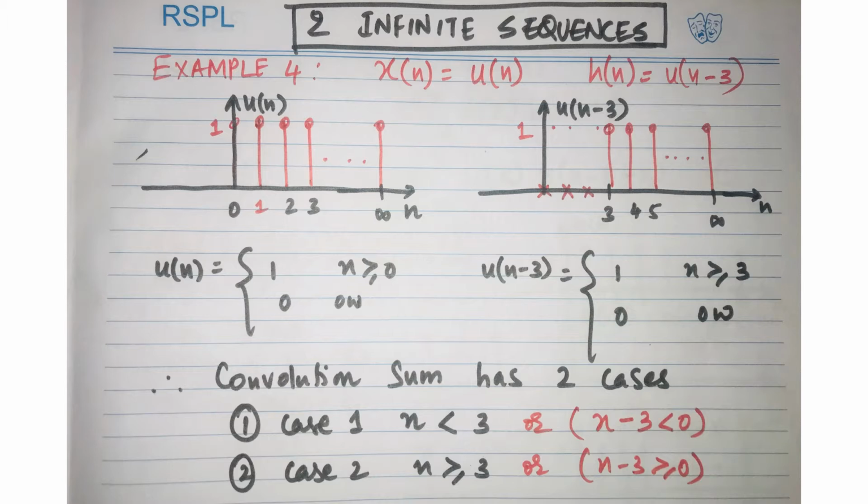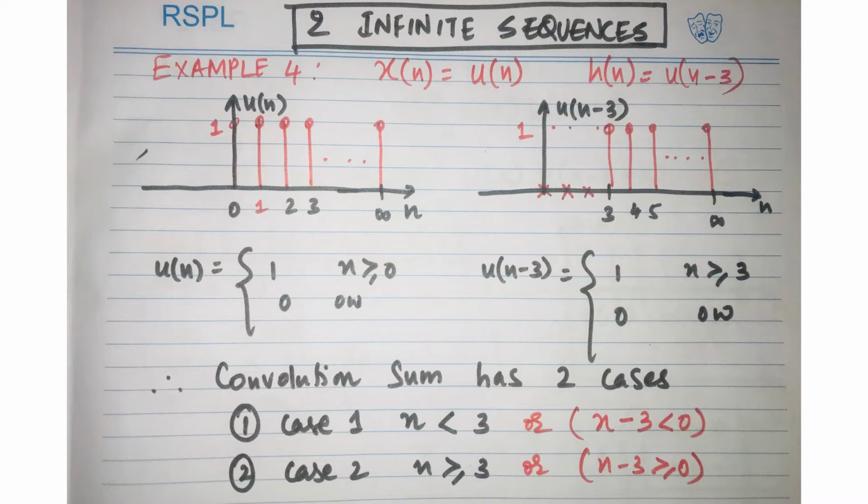So in this example, we'll take x of n equal to u of n, where u of n is 1 from 0 to infinity, and we will be taking an impulse response h of n as u of n minus 3, in which the step input is shifted by 3 units towards right. That means u of n minus 3 is 1 for n greater than or equal to 3. So as we have assumed x of n and h of n as both two infinite sequences, the convolution sum has two cases.